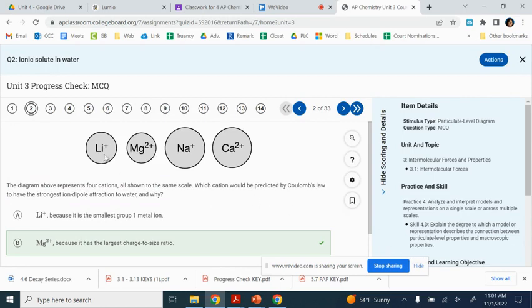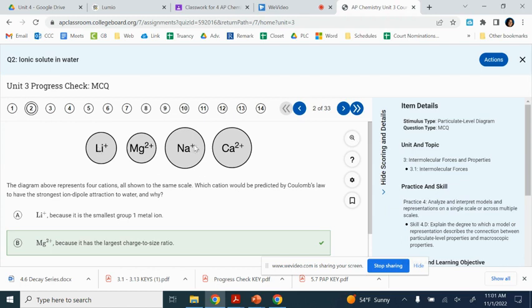All right. So we got cations shown at the same scale. Which cation would be predicted by Coulomb's law to have the strongest ion-dipole attraction to water, and why? Okay, these are smaller, so they're going to have more of an attraction. So we're going to get rid of these right away. Now we've got to figure out between these two which one it's going to be. It's going to be this one because its charge is twice as much as this one.